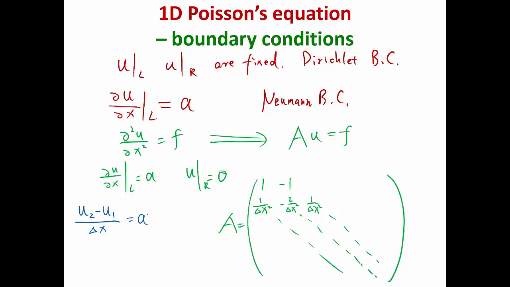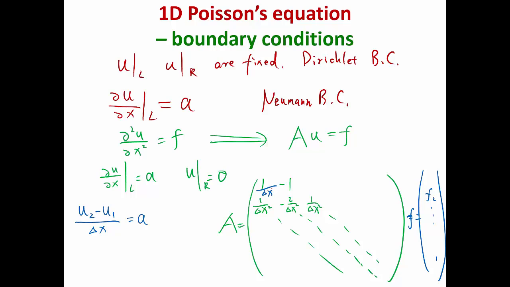So if I put 1 and minus 1, what is going to be my right-hand side? Minus A over delta x. Yes. My right-hand side from the second line on is the same, it's f2, and so on. But the first one has nothing to do with f. The first line, if you put 1 and minus 1 here, is going to be minus A over delta x.